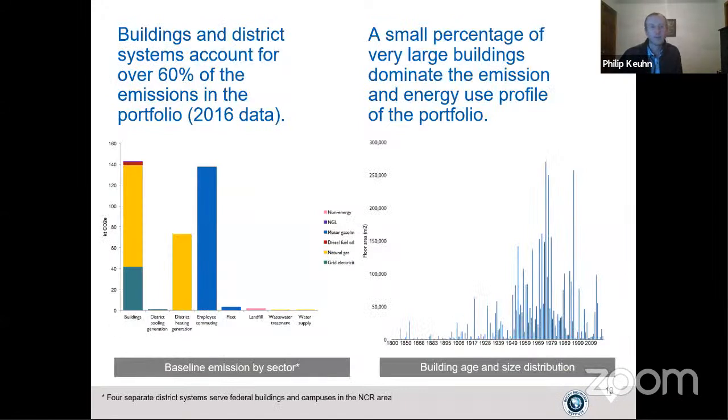So kind of showing that a little bit more, you can see here a small percentage of very large buildings dominated the emissions, and that's why we ended up focusing on those 162. We also made sure that we modeled multiple of the smaller buildings so that we could use those to extrapolate the modeled results to the higher quantity of smaller buildings that had less of an impact.